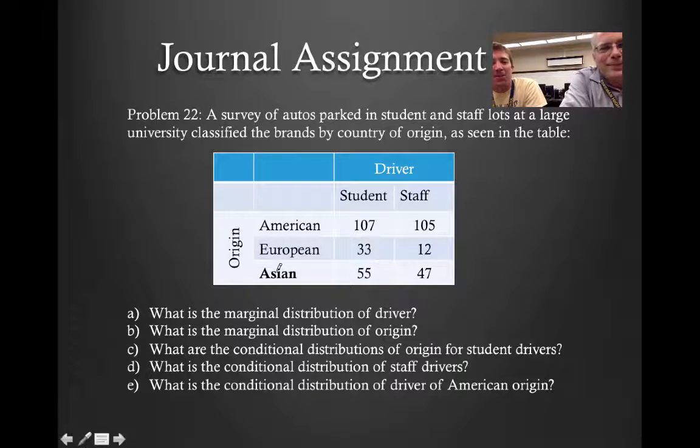Okay. All right. The surveys of autos parked in the student and staff lots at a large university classified the brands by country of origin, as seen in the table. You went out and counted this? I did. I don't really have much of a life.